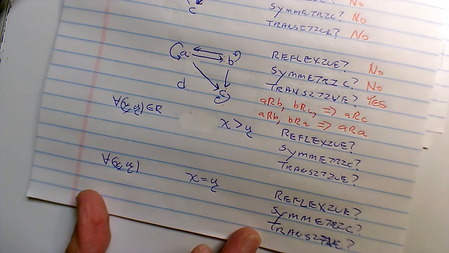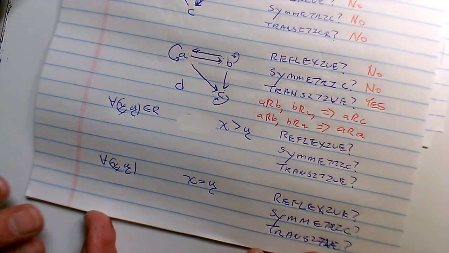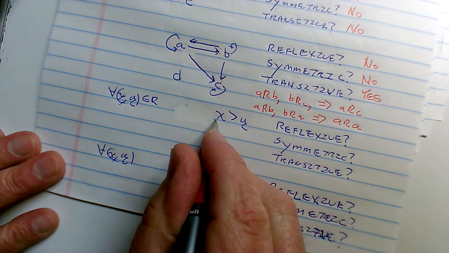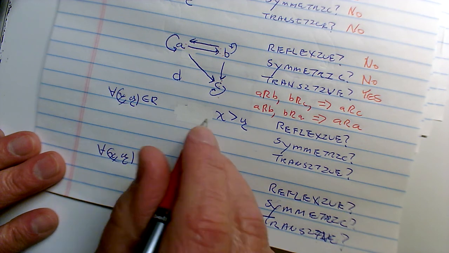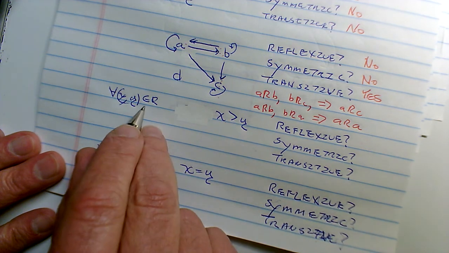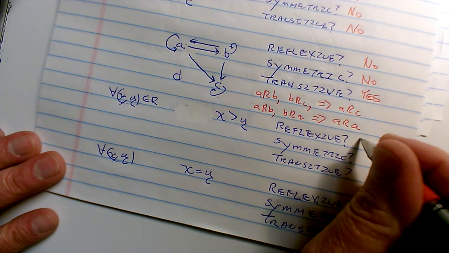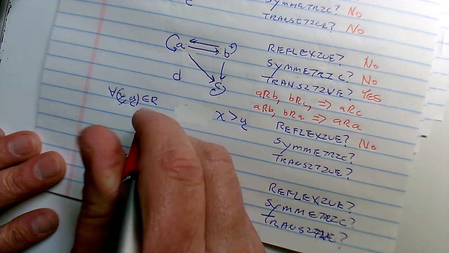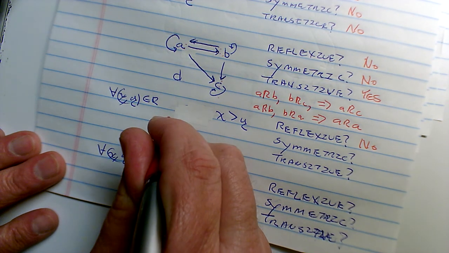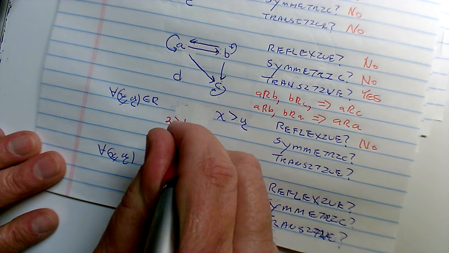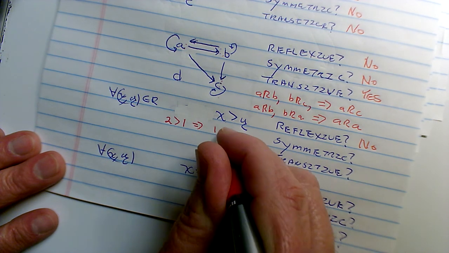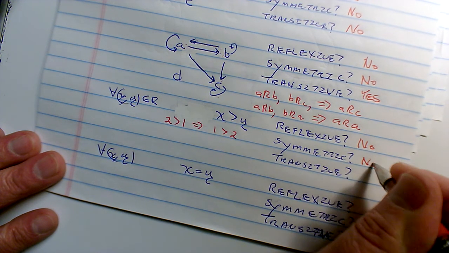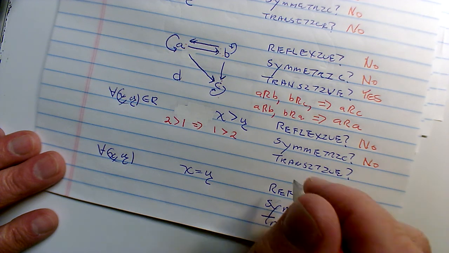Now let's look at something different. Something that has an algebraic expression. Like x is greater than y. Is this, for all of the real numbers, reflexive? No, no number can be greater than itself. Is it symmetric? In other words, if 2 is greater than 1, does that imply that 1 is greater than 2? No, there's a counterexample here.